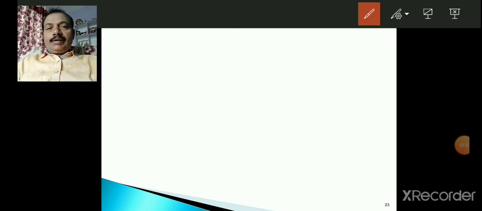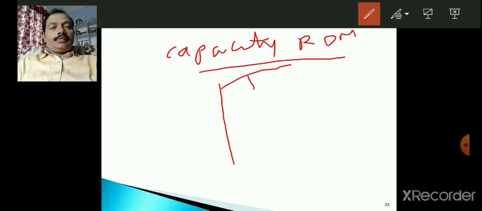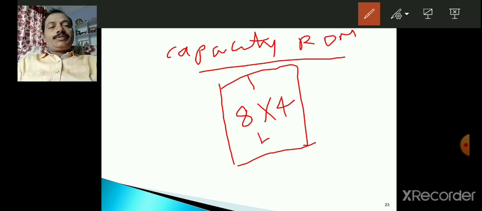So what is the capacity of the memory? What is the capacity of this ROM? The capacity of the ROM is represented like this. Here the ROM has 8 locations, and each location stores 4-bit information. So it is an 8 by 4 bit memory.